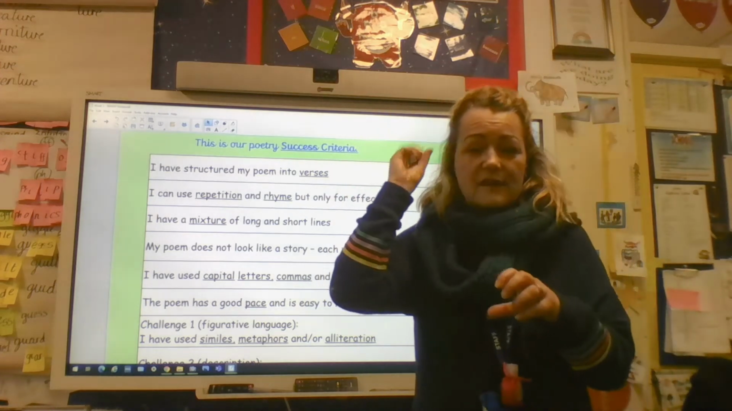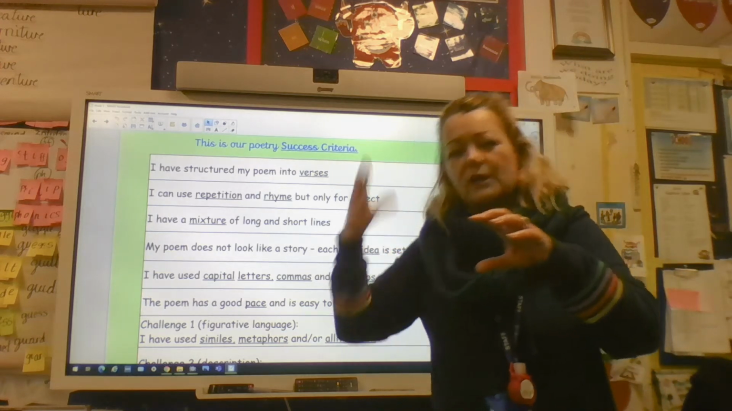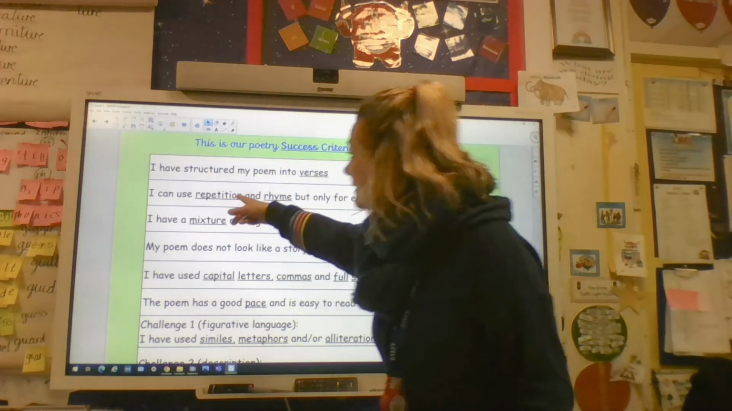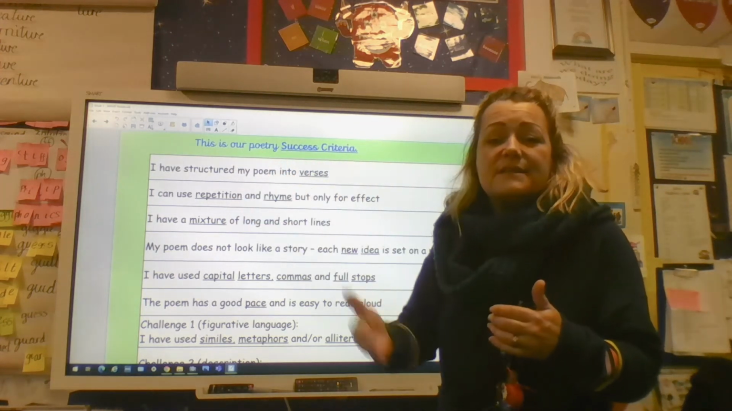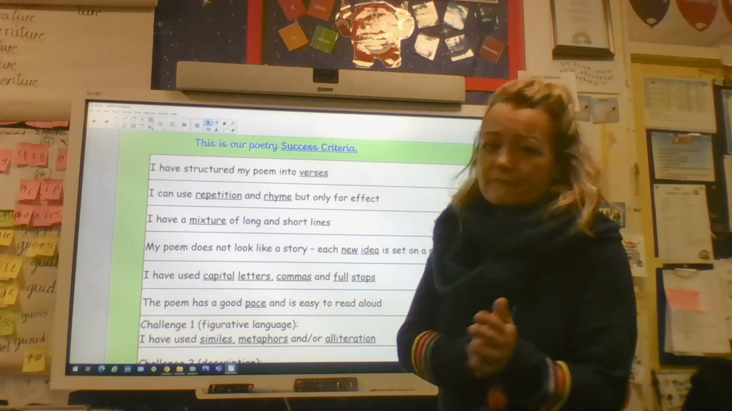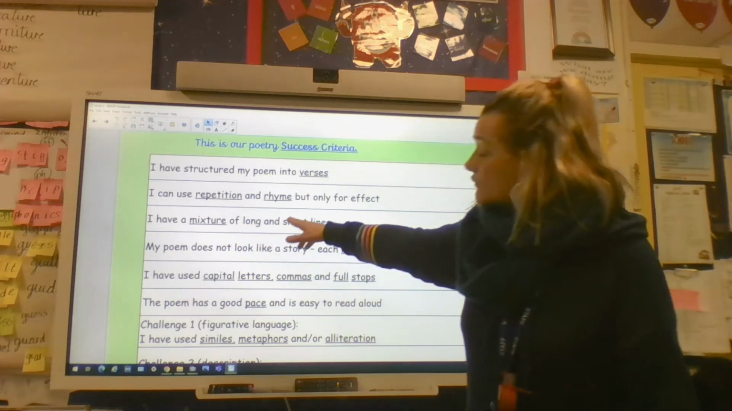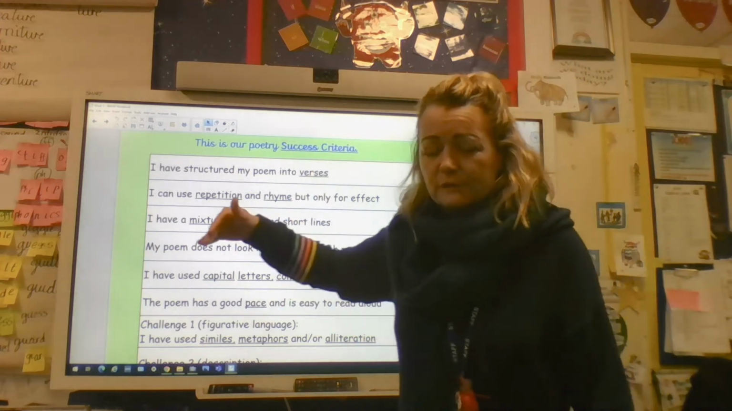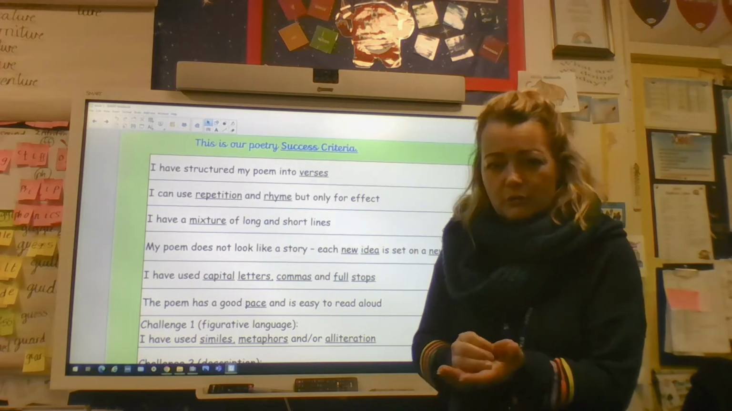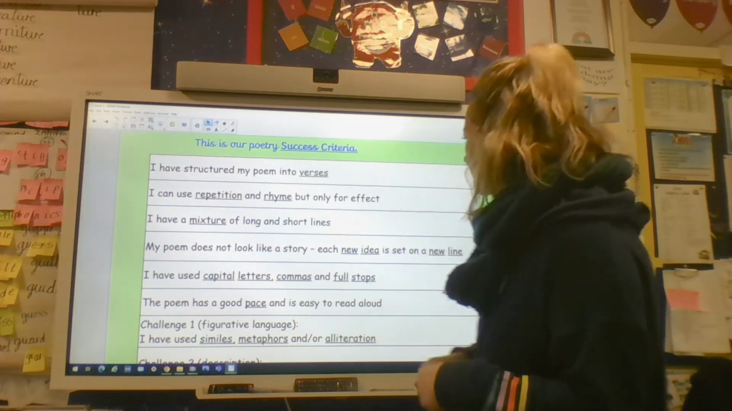Usually the verses repeat their pattern. So we might have a 4-line verse, another 4-line verse, another 4-line verse. We also quite often have repetition. Words get repeated, or ideas get repeated, or maybe the rhythm gets repeated. And we also get rhyme. So we've talked about those rhyming words. Sometimes you can have a mixture of long and short lines. Very often you'll see a verse that has the last line in the verse is a short one. Or even the very last line of the poem can be a short one.